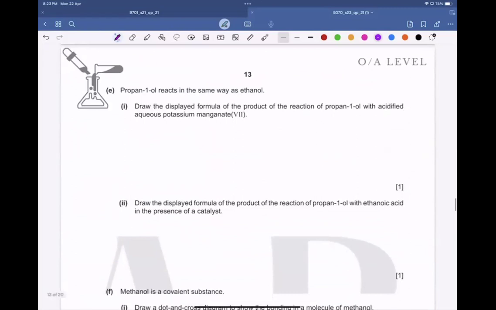Now, 7E. Propan-1-ol reacts in the same way as ethanol. Draw the displayed formula of the product of the reaction of propan-1-ol with acidified aqueous potassium manganate(VII). So, can anyone recall which reaction is it?